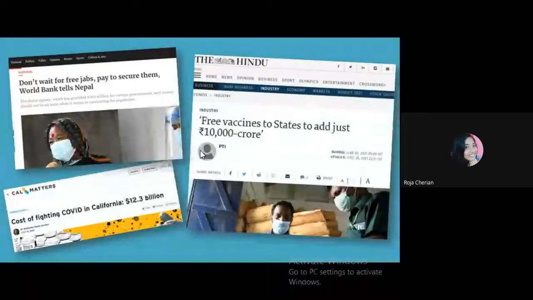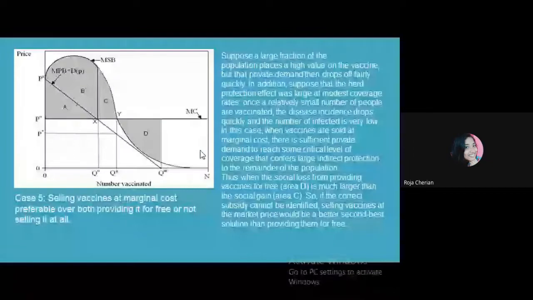Case 5 is selling vaccines at marginal cost preferable over both providing it for free or not selling it at all. When vaccines are sold at marginal cost, there is sufficient private demand to reach some critical level of coverage that confers indirect protection to the remainder of the population. Here, the social loss from providing vaccination for free is greater than the social gain from providing the vaccine at a free cost. That is, in this case, area D, the shaded portion D in the figure, is greater than shaded portion C. That means social loss is greater than social gain, which is providing vaccines at a free cost.